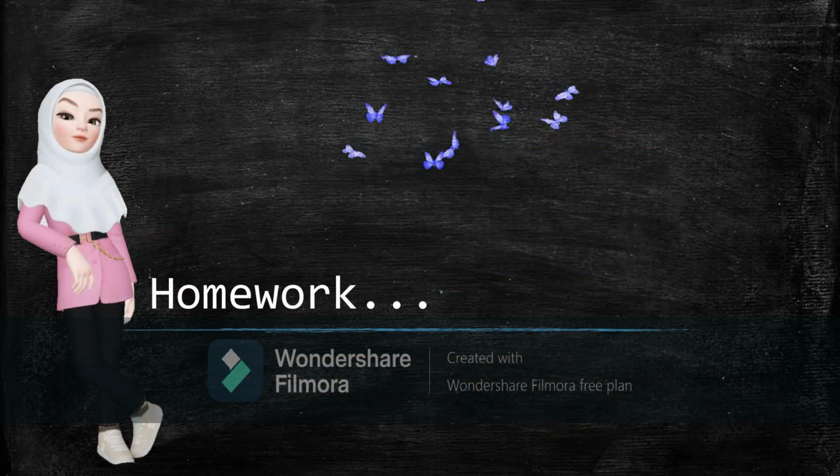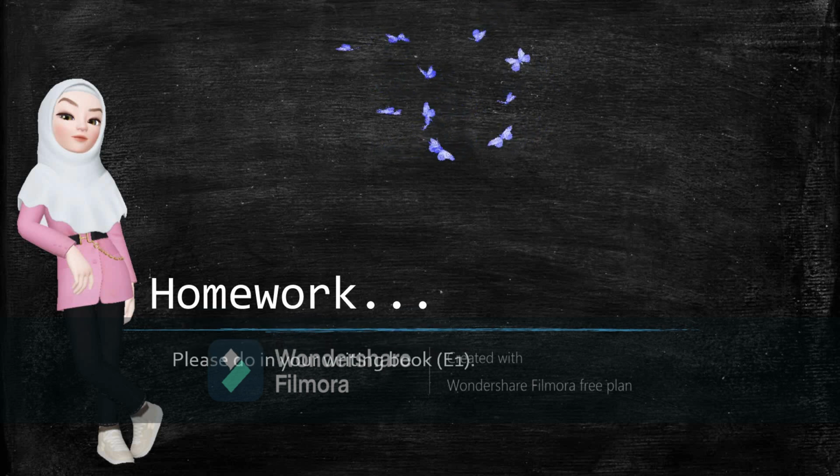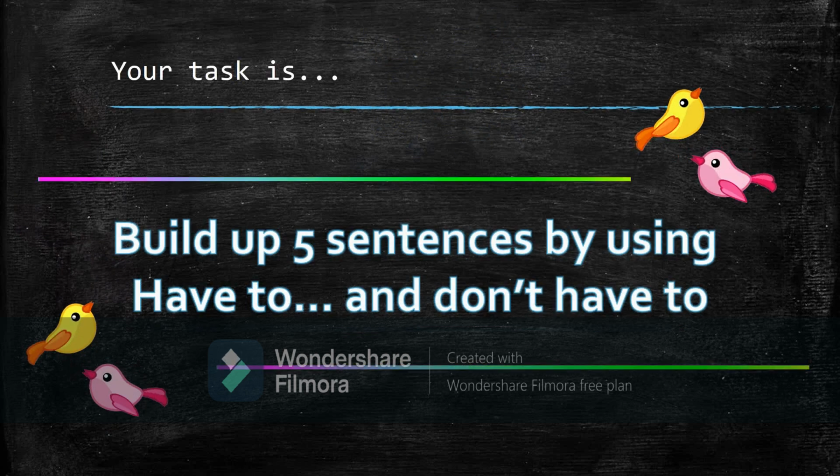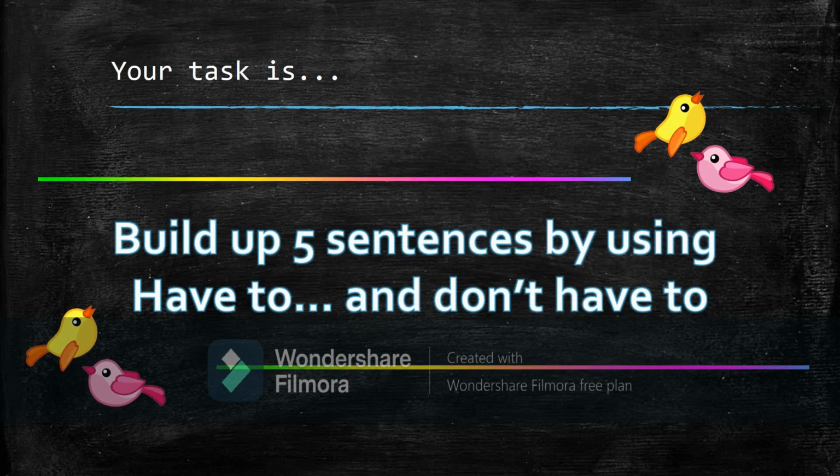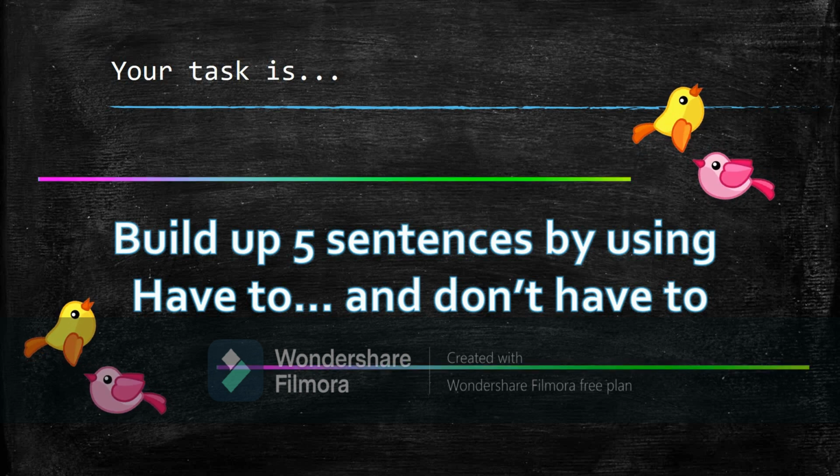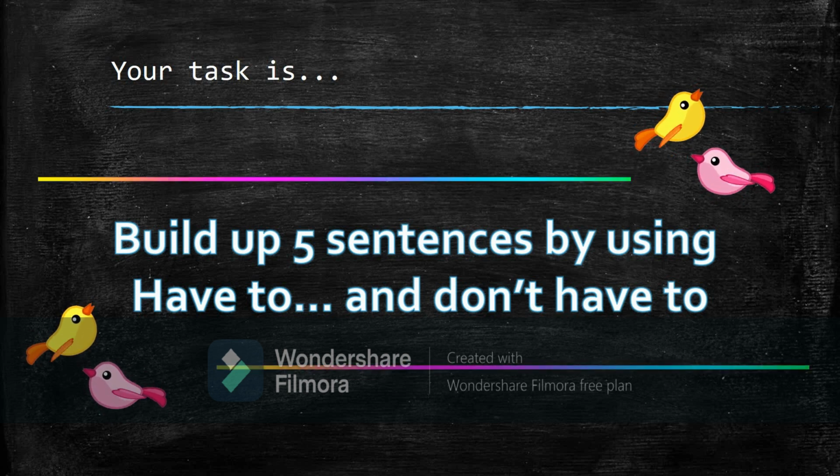So homework! Alright, please do in your writing book E1. Okay, now let's look at your task. Your task is to build up 5 sentences by using have to and don't have to. So you can always look at the notes given to you earlier. Okay? So I would like to see and I would like to receive your exercise, your activity soon.